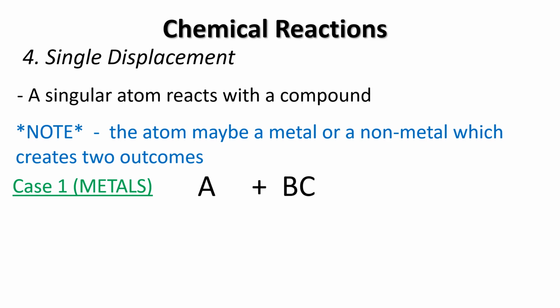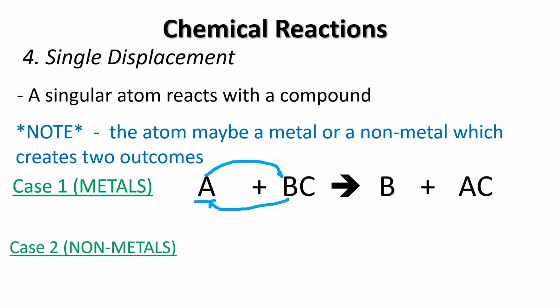And so in this case, A is a metal, and what it's going to do is switch places with B, because B is in the position where the metal or cation would be. So you liberate B, and then you end up with compound AC.